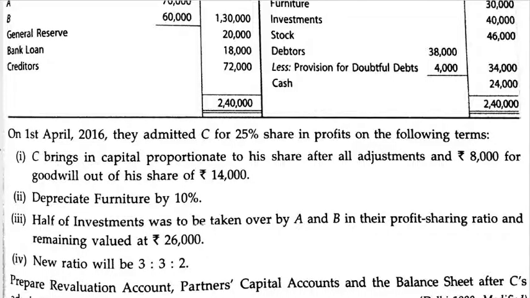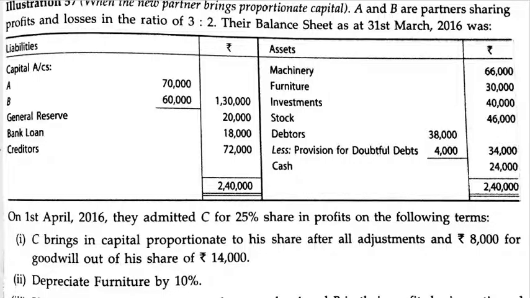What are the remaining half investments? 20,000. Those 20,000 investments are to be valued at 26,000. This is revaluation of assets and liabilities, upward valuation of investments. The new ratio will be 3:2. Clear? They ask us to prepare the revaluation account, partners' capital accounts and the balance sheet after the admission.